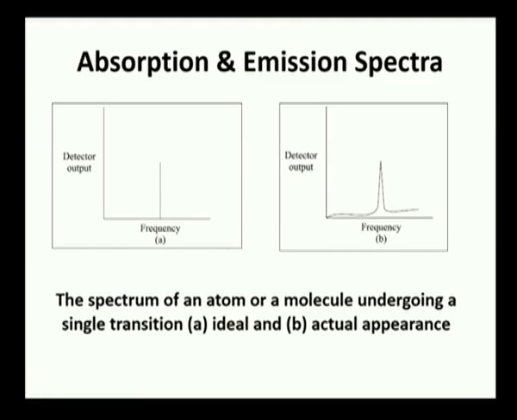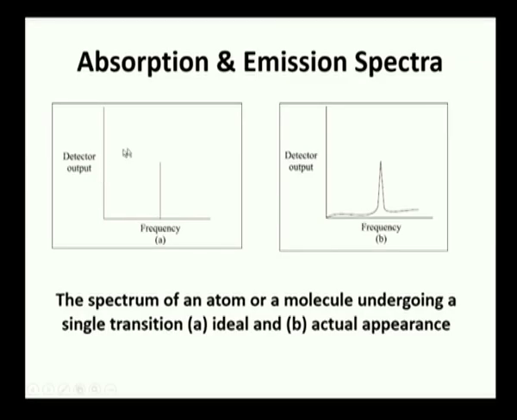So, now if you see this slide, we have been telling you there are two types of spectra, absorption spectra and emission spectra. Now, in this figure you can see this is the detector output versus frequency. The spectrum of an atom or a molecule undergoing a single transition. The ideal spectrum would be of line type, whereas in the actual appearance you can see there is a broadening in the peak, which happens due to various processes which we will be taking into account in the next lectures.